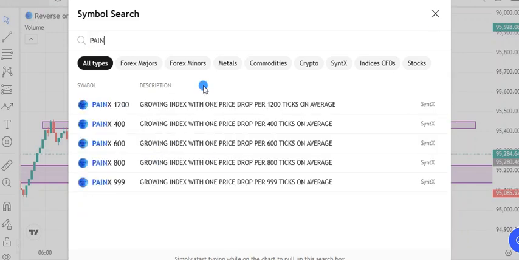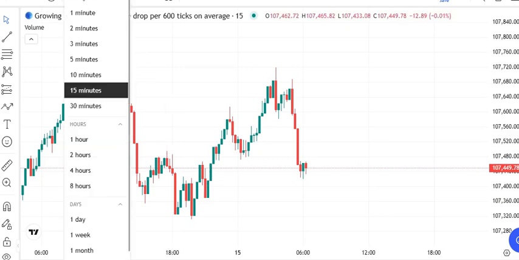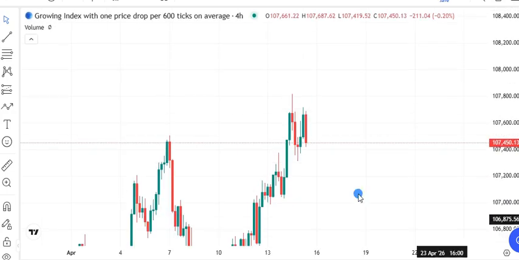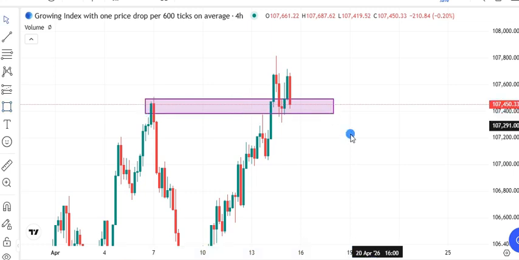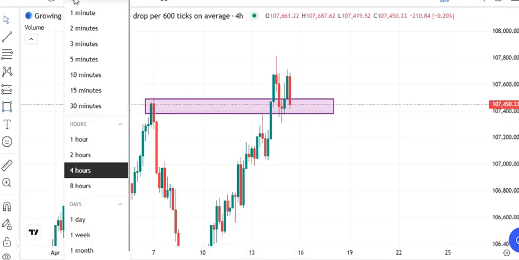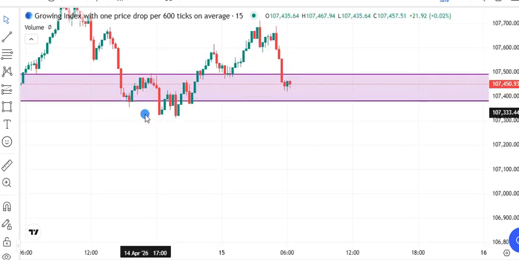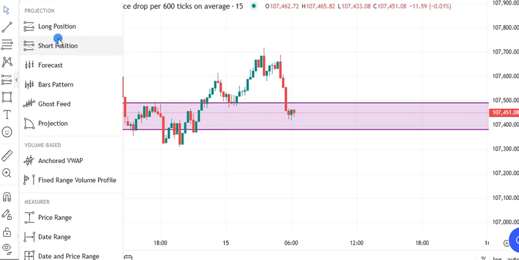Alright, so let's go to the next one, which is Pain 600 also. Okay, to the 4-hour chart. Let's see. Actually looking bullish, so I'm looking for bullish trades. You can see this, which happens to be the previous high. It seems all the trades are giving us a good setup. So let's see what really happens.